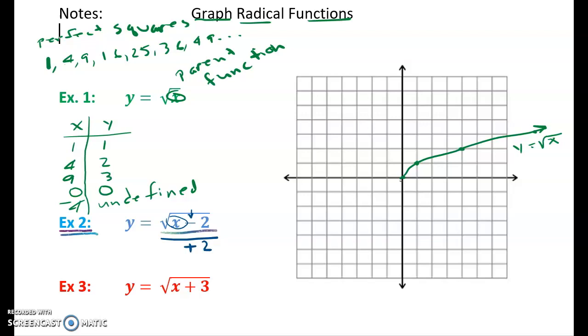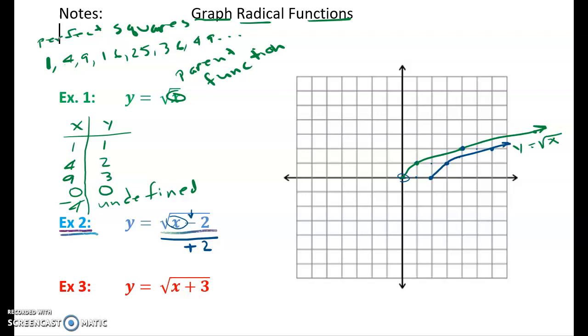So that means this point right here gets moved 1, 2 units. This point gets moved 1, 2 units. The point 4, 2 gets moved 1, 2 units. So our new curve looks like that. So blue and blue curve go together.